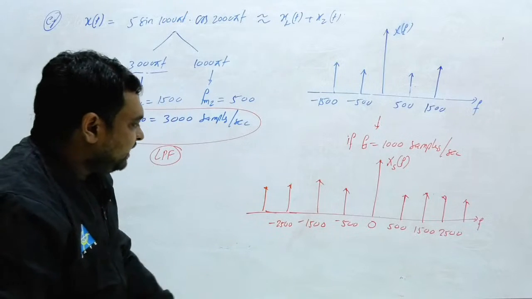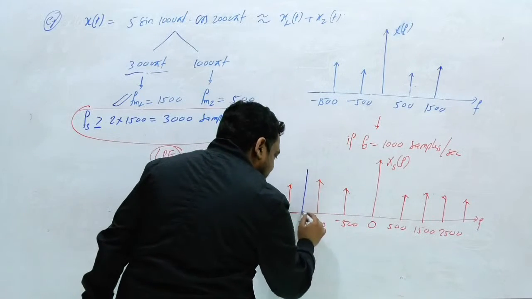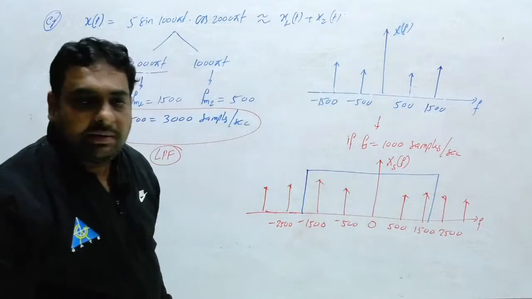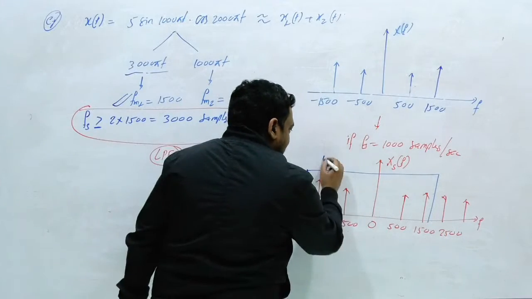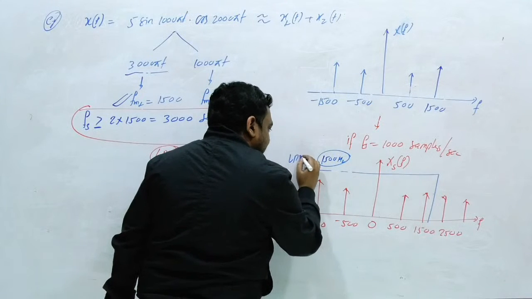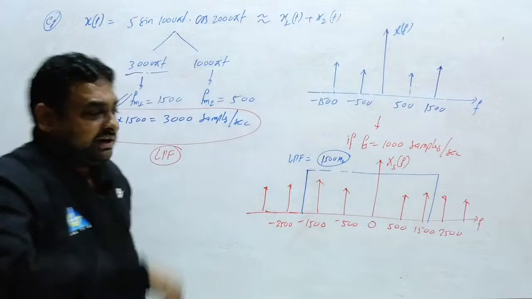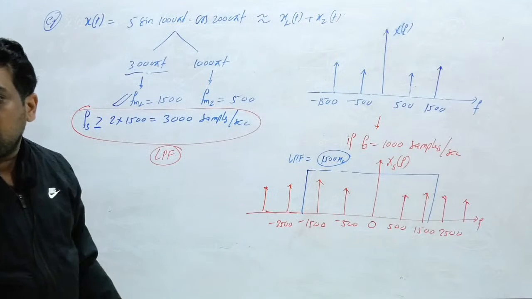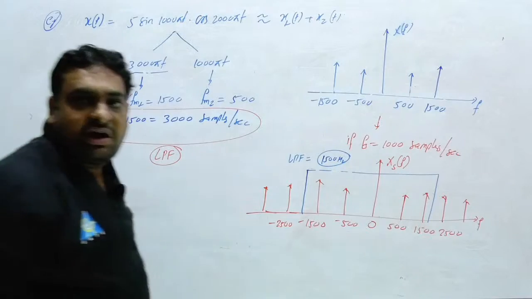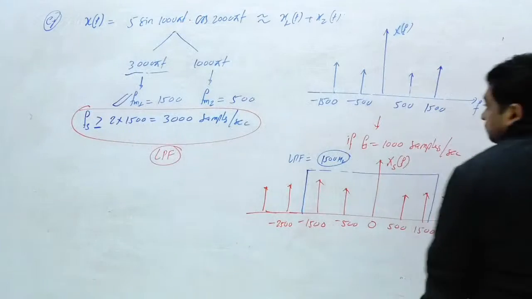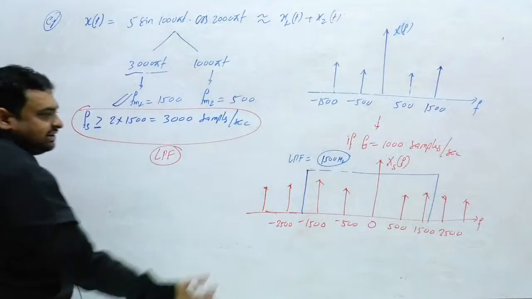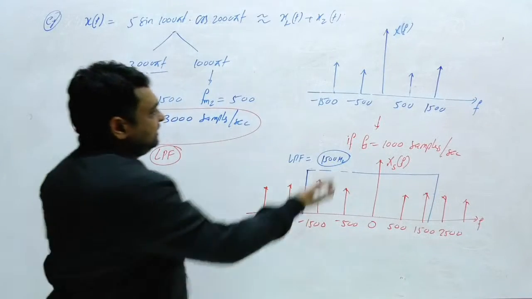Now if you pass this through a low pass filter, and this cutoff frequency is 1500 Hz, this is the low pass filter cutoff frequency. So will you recover the original signal or not? This is my question. Tell me the answer. Will we recover the original signal? Yes, the same signal will be recovered.